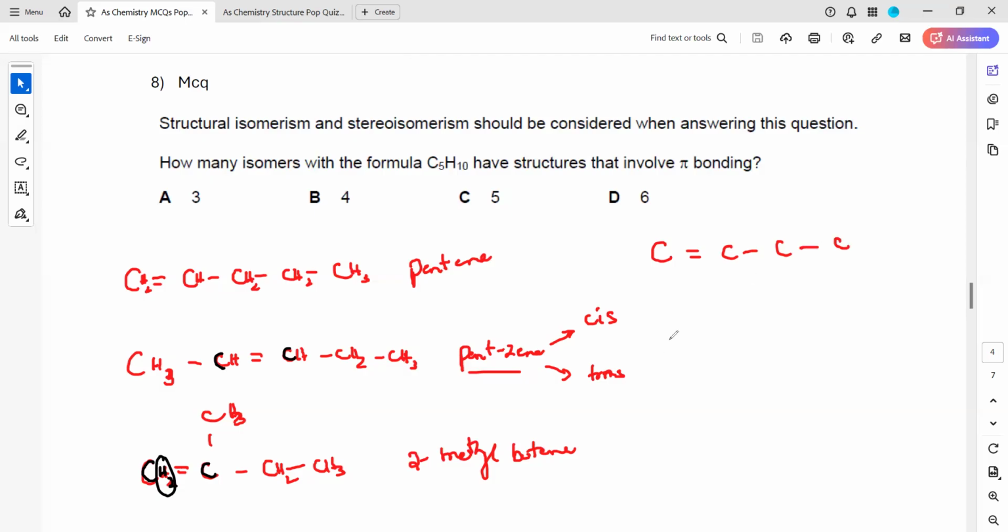Then what we do, we just change the position of a branch. Now the branch is with the third carbon. So this will have CH2, this will be CH, this will be CH, this will be CH3, and this is also CH3. What is the name of this compound?